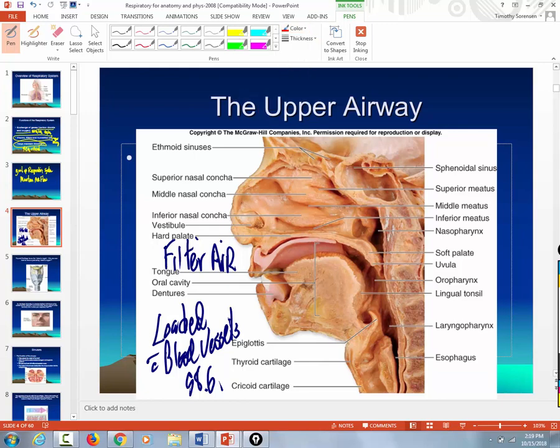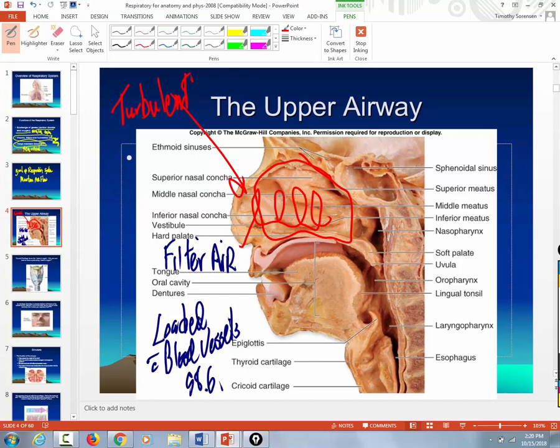The other thing that you want in your upper airway is you want the air to flow turbulently. So air that's sucked in through your nose gets into your nasal cavity. And that nasal cavity produces turbulent airflow. And that turbulent airflow allows that air to be cleaned.